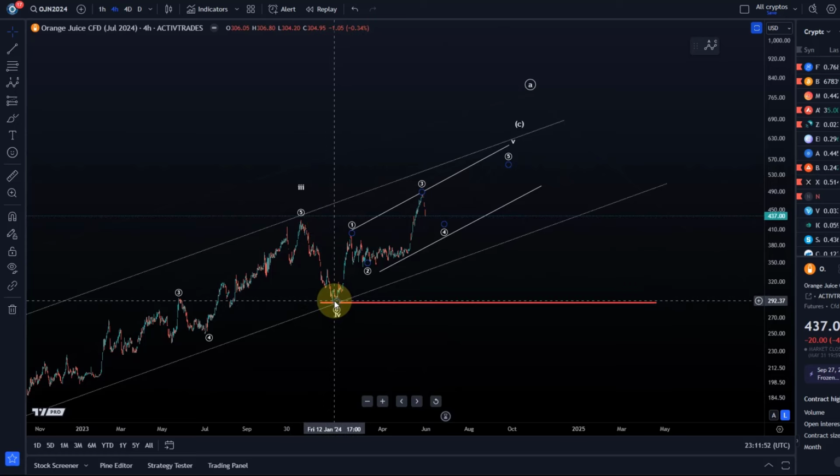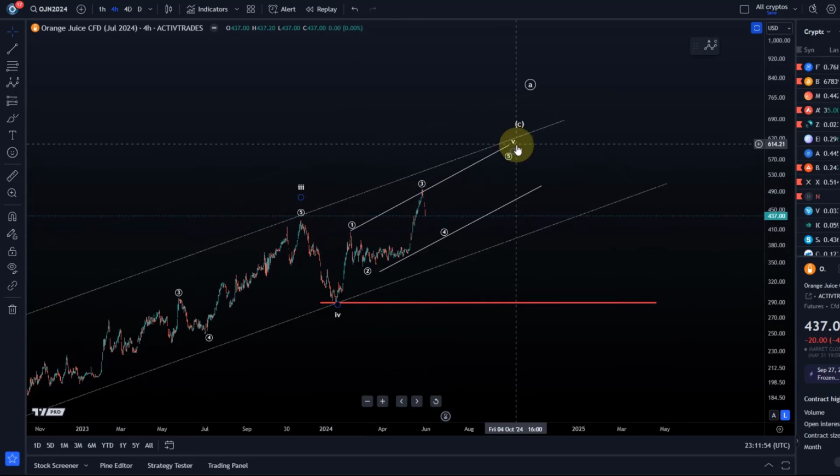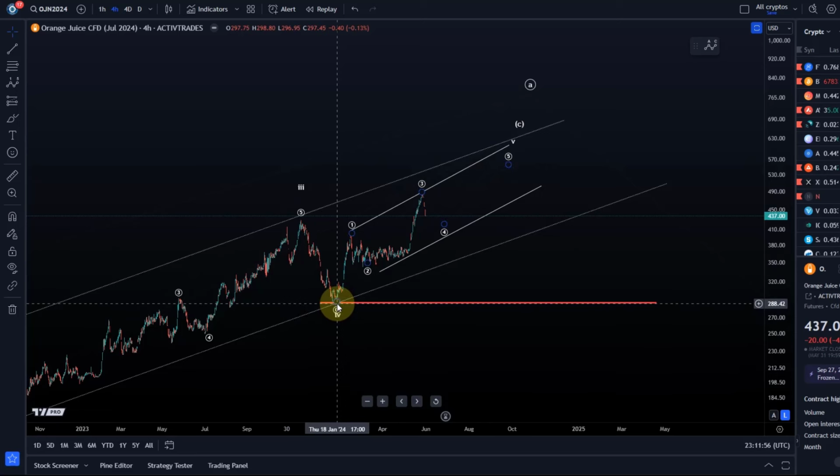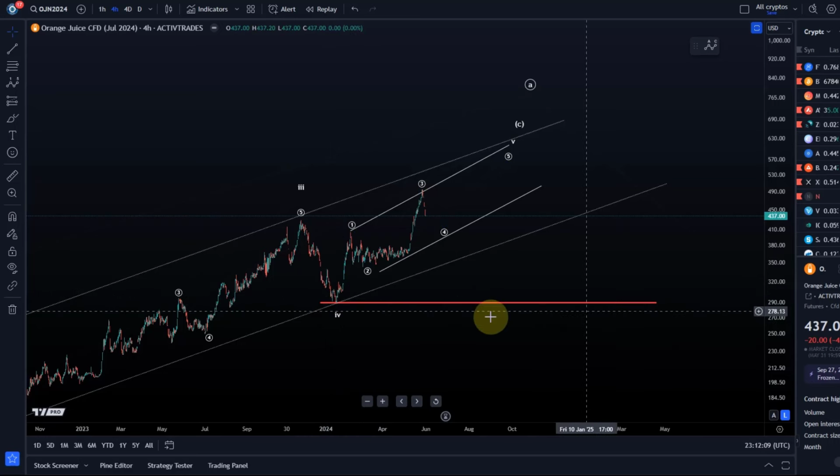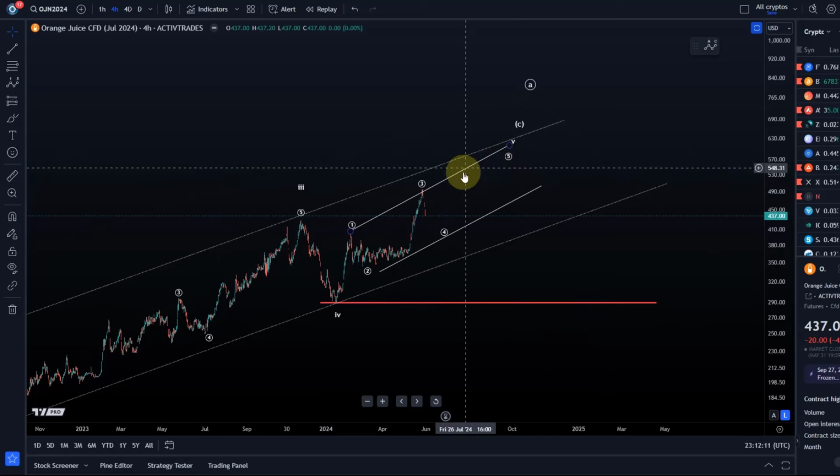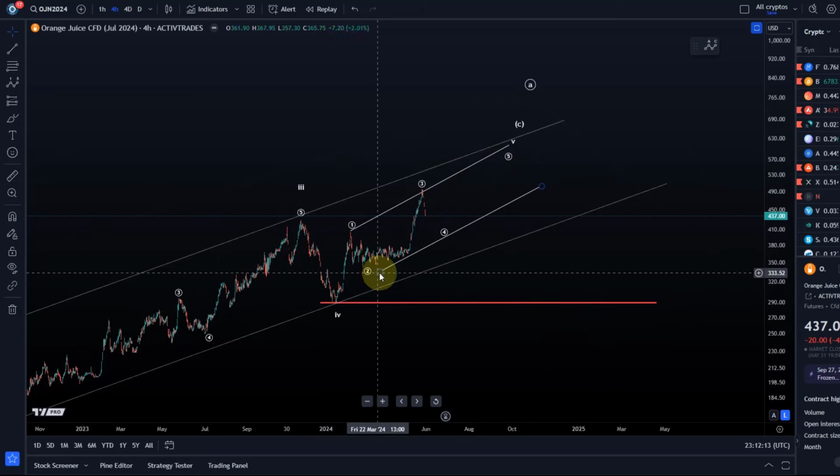Interpretation is currently that the 4th wave of that 5-wave C wave finished here, in January 24, right? It bottomed here around $288, $289, now let's call it $290. This is the red line. This needs to hold for upside trend continuation. That's the absolute key level.